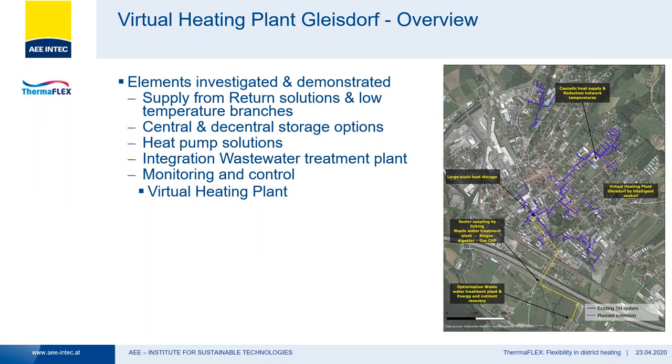So zooming in a bit more on what we do in Gleisdorf, we've got several different elements that I presented earlier going on there. Think about how you can do something with lower system temperatures, lower temperature branches of the whole system. We currently integrate different central and decentral storage options. We think about heat pump solutions on a building scale, in combination with different supply and return solutions, but also on a central scale. We do lots of monitoring and control currently. This will lead to what we now call a virtual heating plant, with monitoring and control under one umbrella and more or less online monitoring and optimization. Then, as a new and innovative feature, we look at how to integrate the local wastewater treatment plant.